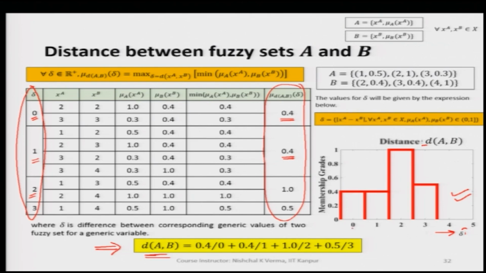So, at 0 we have its corresponding membership as 0.4, which is here, and at 1 also we have 0.4, which is at this level, and then at 2 we have 1, which is here, and at 3 we have 0.5, see here, 0.5. This way we are able to find the fuzzy distance between two discrete fuzzy sets.